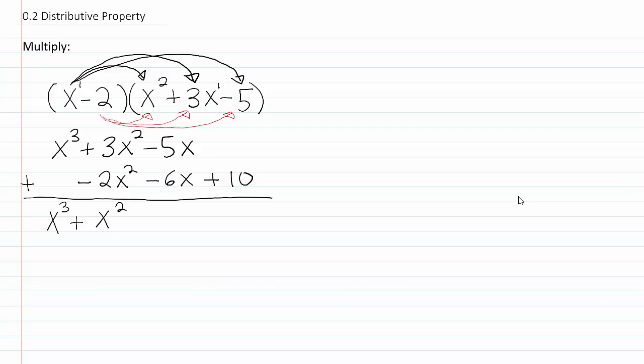Then we have minus 5x and minus 6x. That'll give us negative 11x. And then lastly, we'll have plus 10. All right, so there's our final results. It's a polynomial with 4 terms, and the answer is x to the third plus x squared minus 11x plus 10.